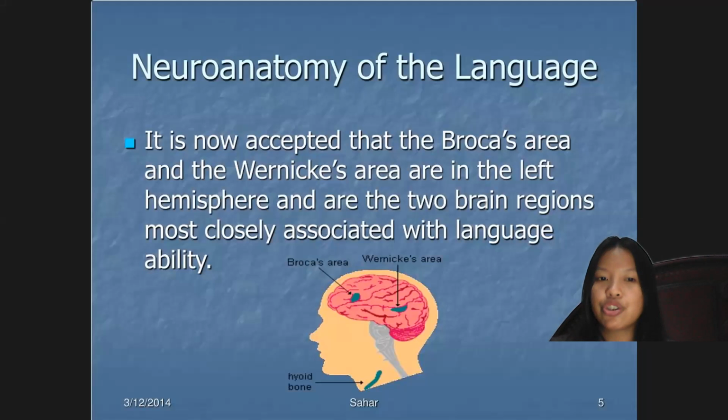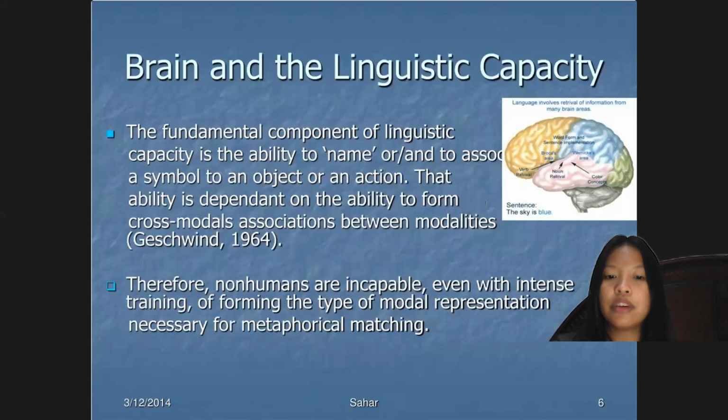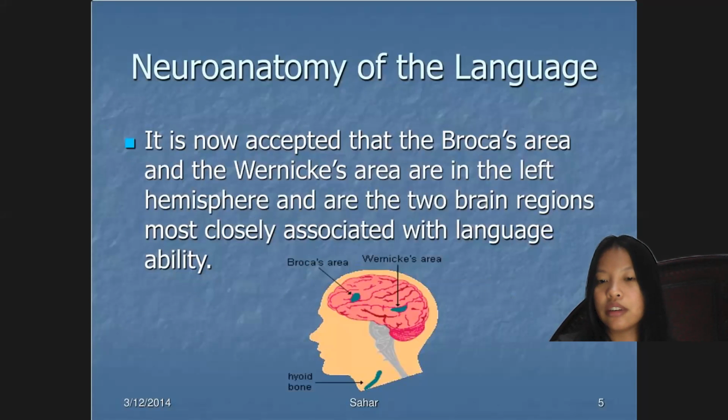Neuroautonomy of the language. It is now accepted that Broca's area and Wernicke's area are in the left hemisphere and are the two brain regions most closely associated with language ability. Here you can see the picture. This is Broca's area. And this is Wernicke's area.